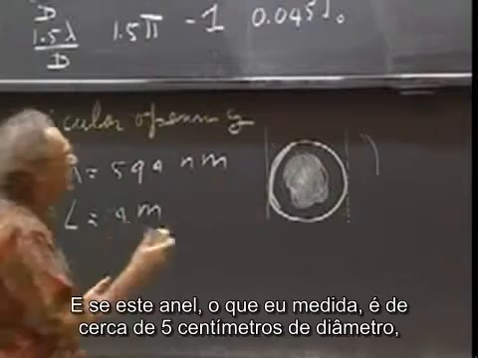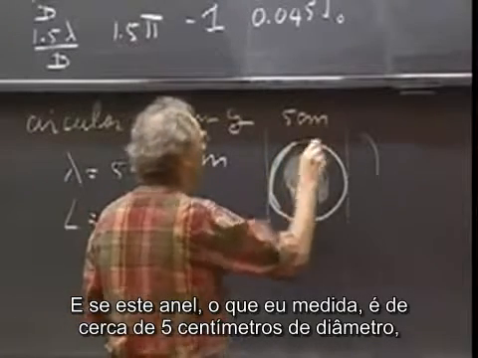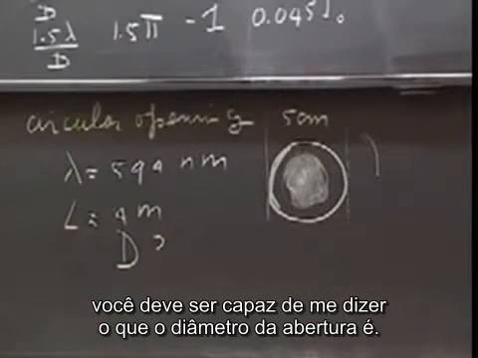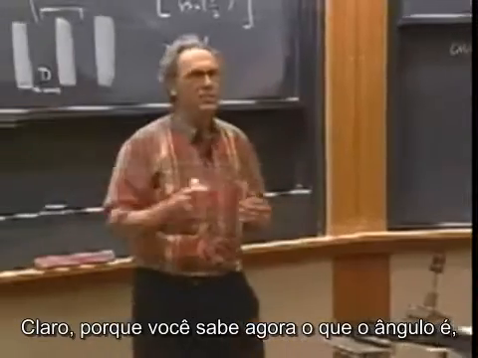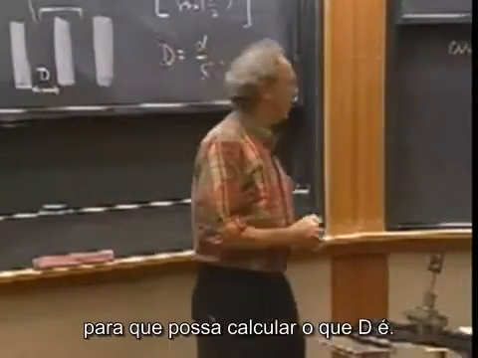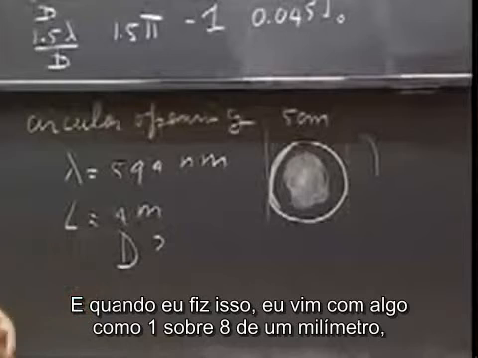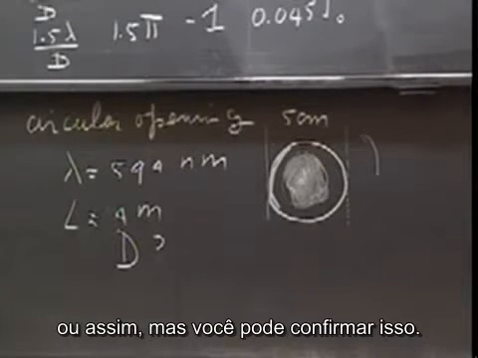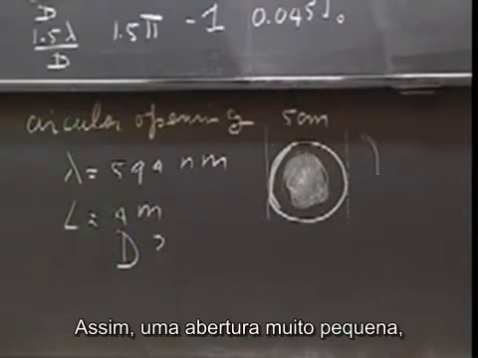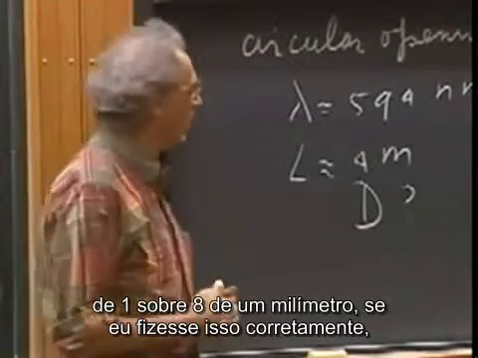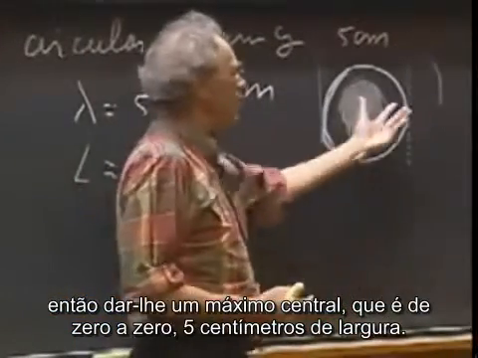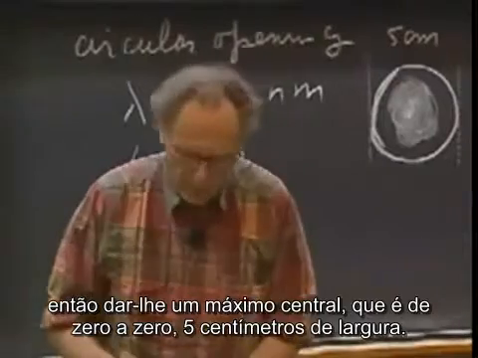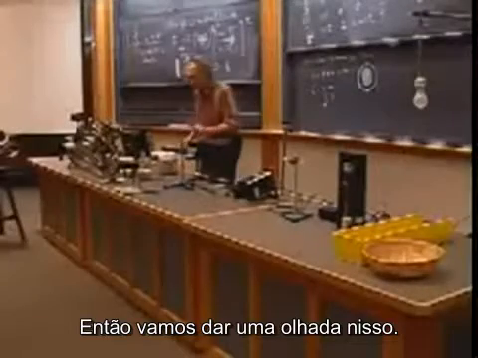And if this ring, which I measured, is about 5 centimeters in diameter, you should be able to tell me what the diameter of the opening is, of course, because you now know what the angle is, and so you can calculate what d is. And when I did that, I came up with something like, I think, 1/8 of a millimeter or so, but you can confirm that. So a very small opening of 1/8 of a millimeter, if I did that correctly, would then give you a central maximum which is 5 centimeters wide. So let's take a look at that.